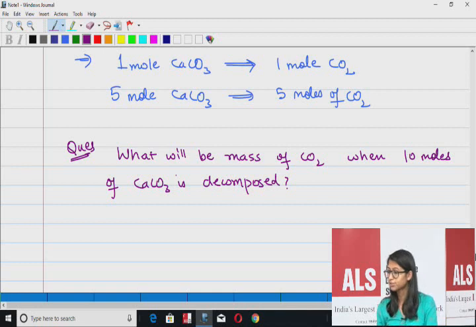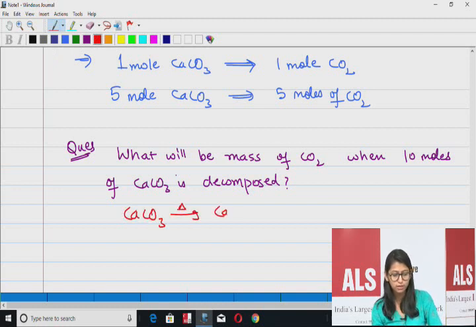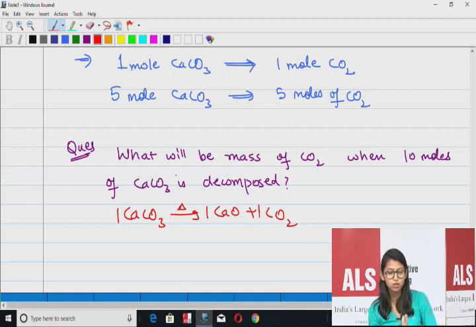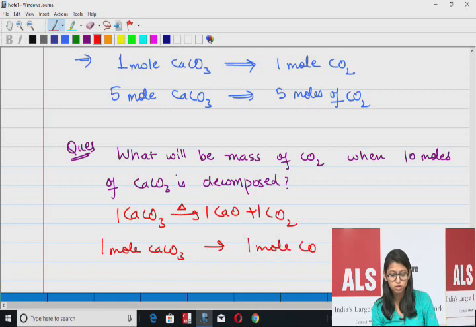Oh, I got the answer from two centers. Tetso College, where are you? Same thing, CaCO3 is there. You will again write the equation. You will say that, ma'am, it is balanced. So 1 mole of CaCO3 is giving 1 mole of CO2. So 1 mole CaCO3, I'm writing it simply, is giving me 1 mole CO2.